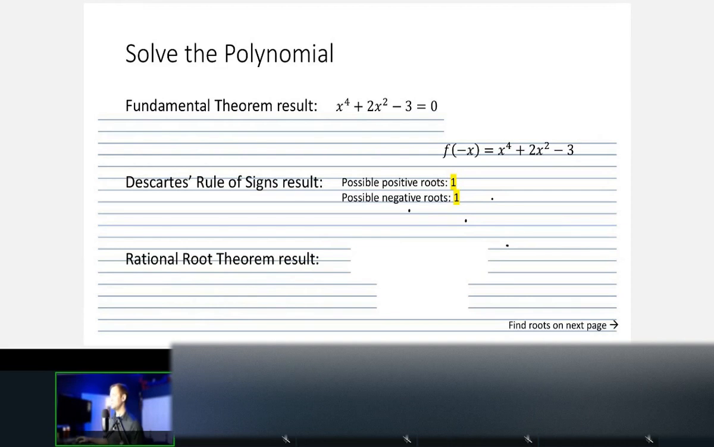All right, now what's your PQ list? What are those numbers? Plus or minus 1 and 3? Anyone else agree? Okay. I think I agree with you. So that's super easy, right?